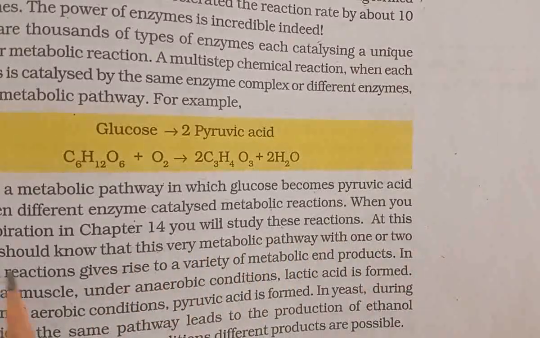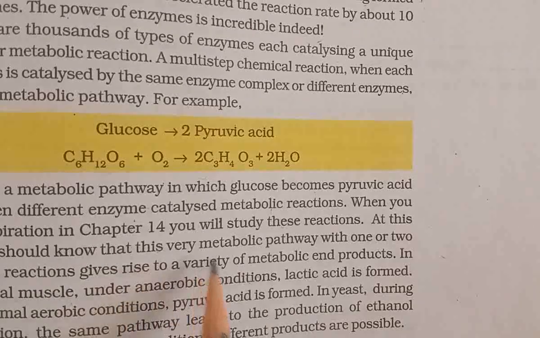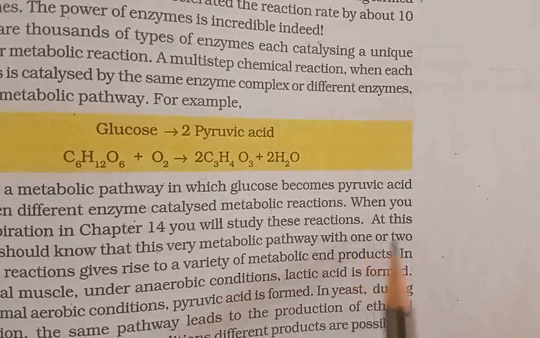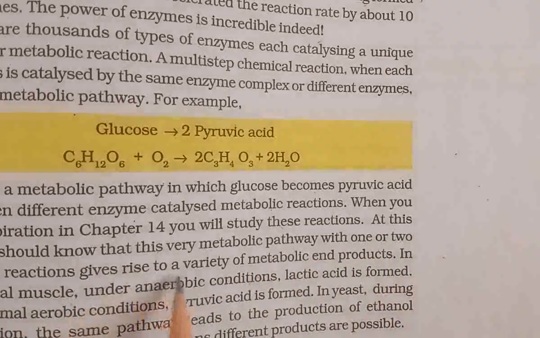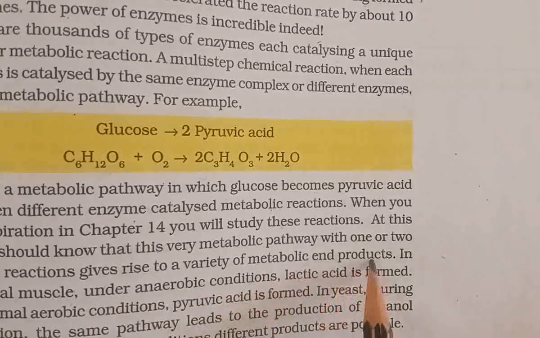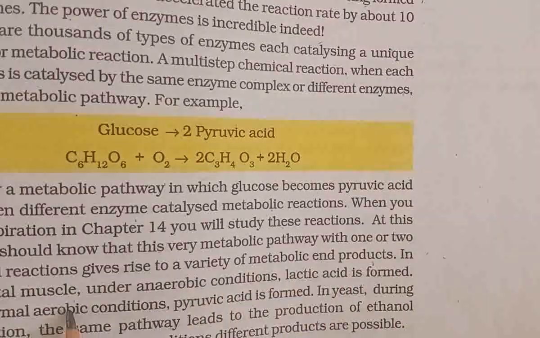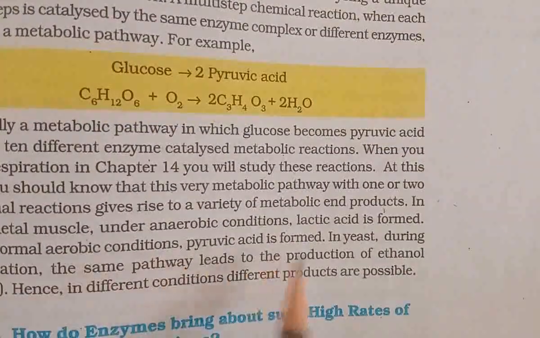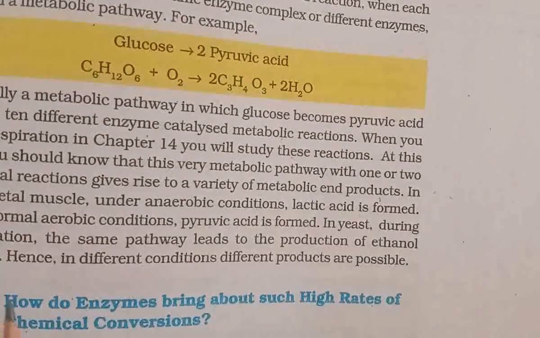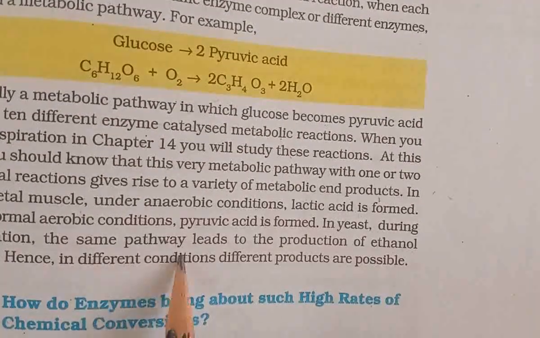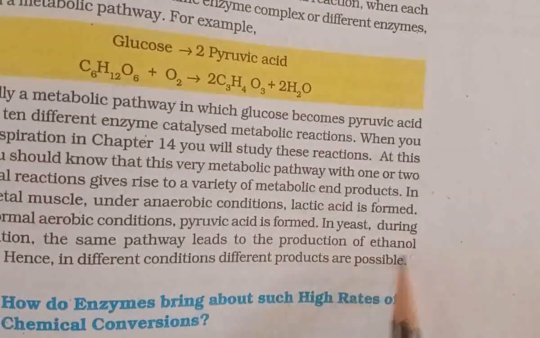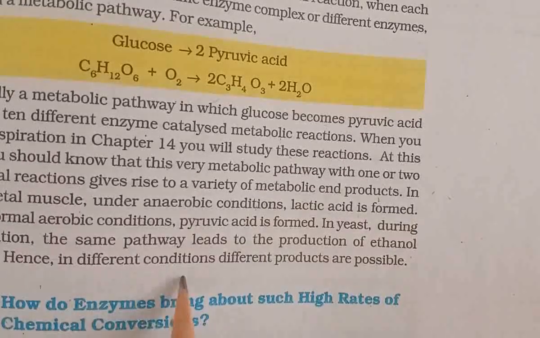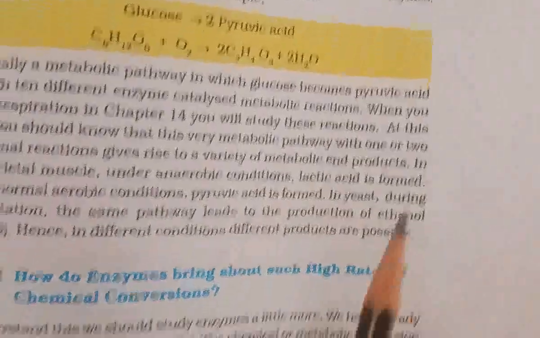At this stage, you should know that every metabolic pathway, with one or two additional reactions, gives rise to a variety of metabolic end products. In our skeletal muscles, under anaerobic conditions, lactic acid is formed. Under normal aerobic conditions, pyruvic acid is formed. In yeast, during fermentation, the same pathway leads to the production of ethanol. Hence, in different conditions, different products are possible.